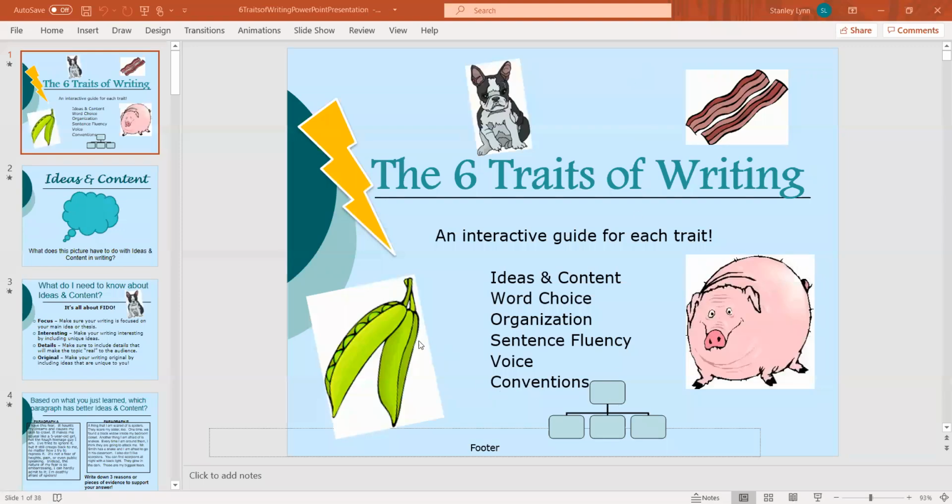Okay, so we're going to continue with our writing lesson, and we're going to watch a PowerPoint. We're going to begin with the six traits of writing. This is an interactive guide for each trait. It includes ideas and content, word choice, organization, sentence fluency, voice, and conventions.